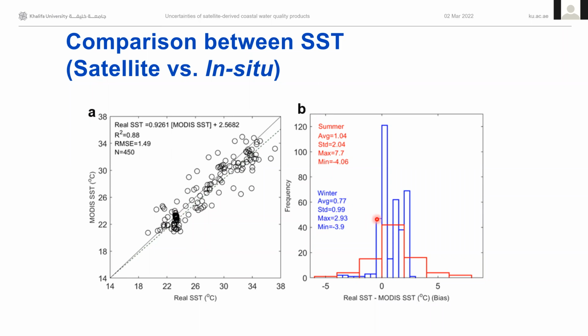So if we look at the bias in both the winter and the summer season, just to understand in which season the highest bias could be observed. During the summer, the average bias was found to be around 1.04 with standard deviation of 2.04, while in the winter, the bias has an average of 0.77 and standard deviation of 0.99. So this makes these results consistent with the studies that I have shown, that in the summer season, they found that the uncertainties and the error in the SST are higher compared to the winter season at the coastal areas.